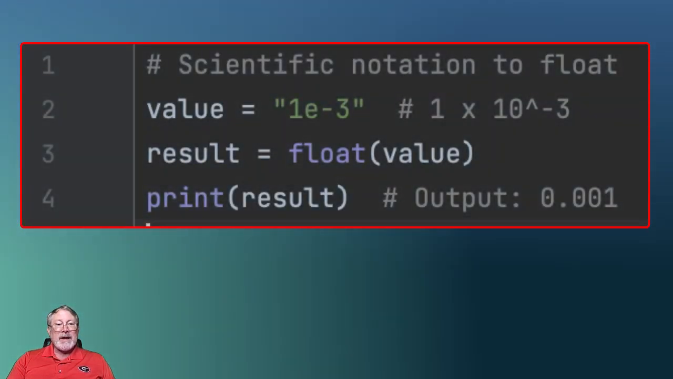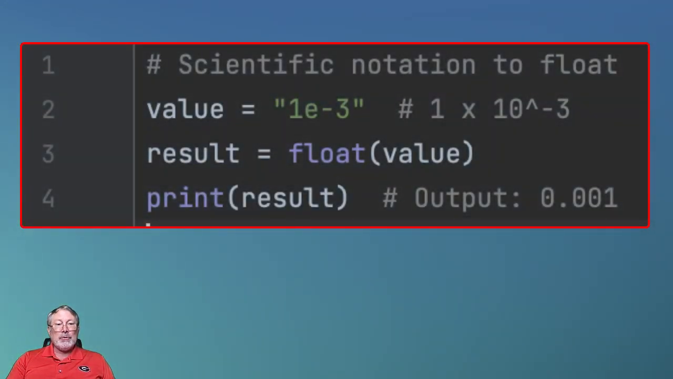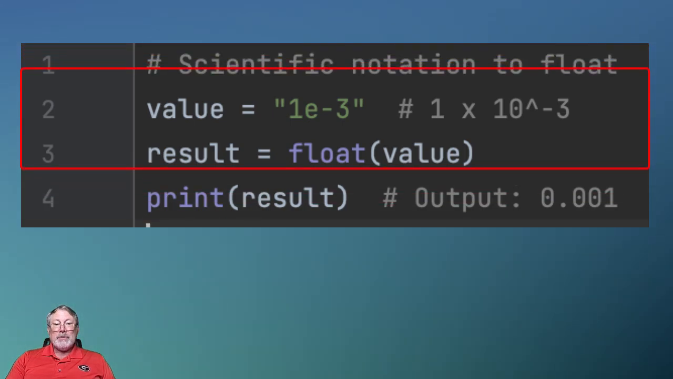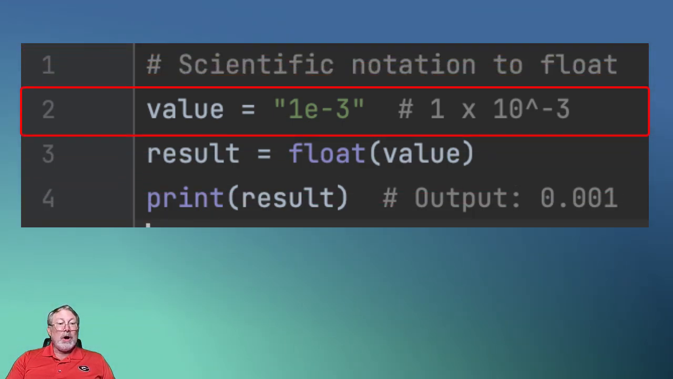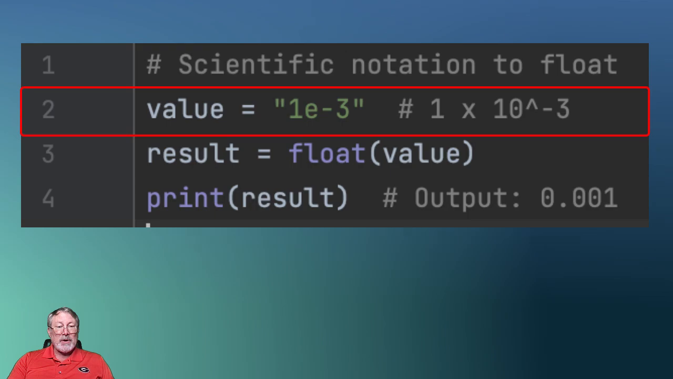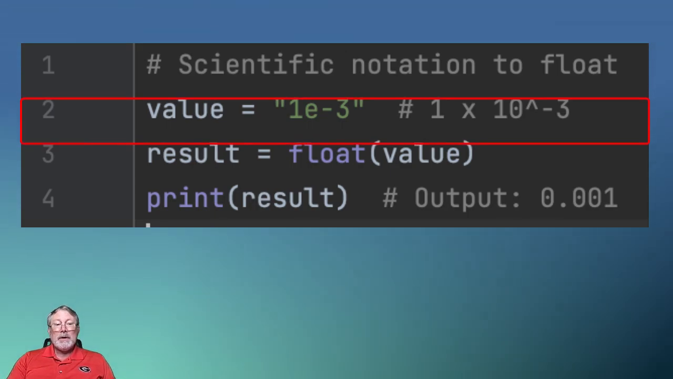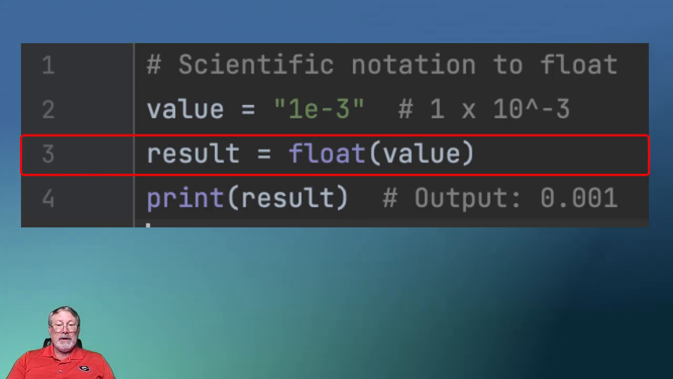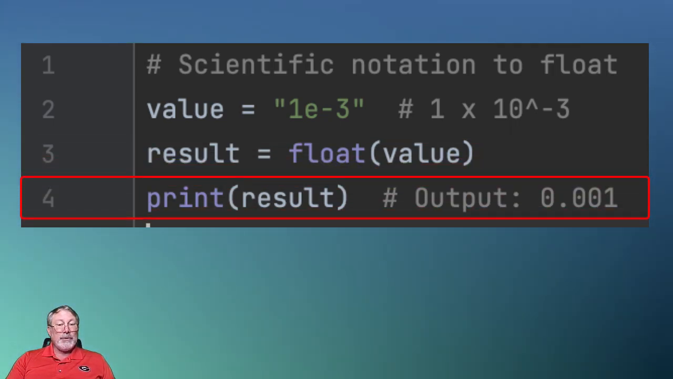In our third example, we use float to interpret numbers in scientific notation, which is useful for working with large or small values. You can see the value 1e-3, which represents 1 times 10 raised to the negative third power. Using float, it converts the scientific notation 1e-3 into the floating point value 0.001.